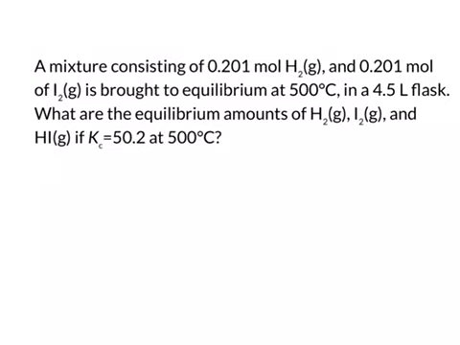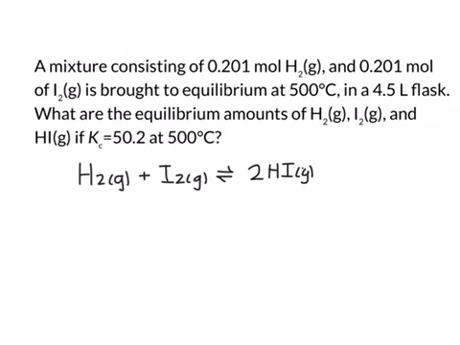The first thing we need to do is set up our equilibrium expression. So we have hydrogen gas, H2 gas, plus iodine gas, I2 gas, in equilibrium, and we need 2 hydrogen iodides to balance that out. Okay, so that's our equilibrium expression.